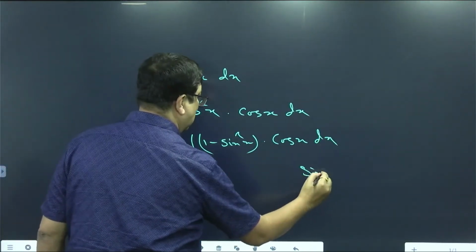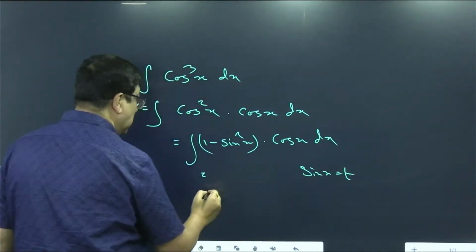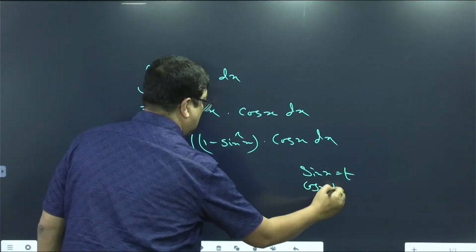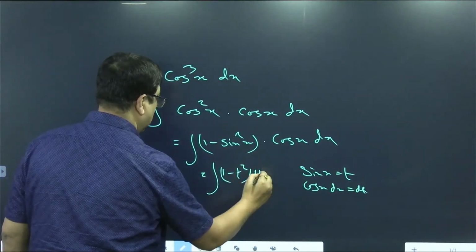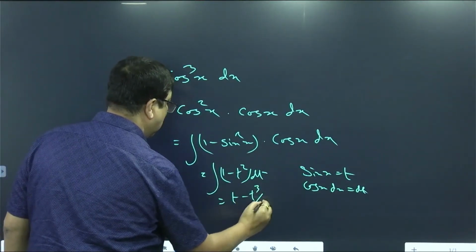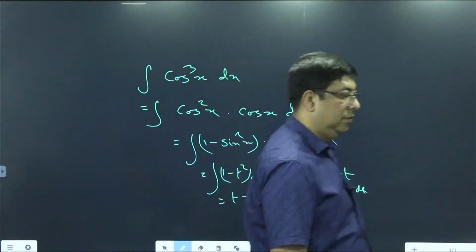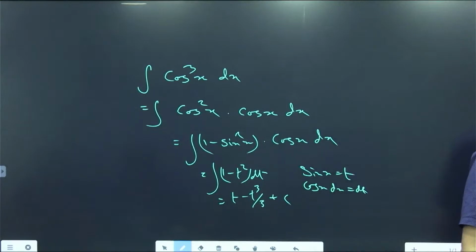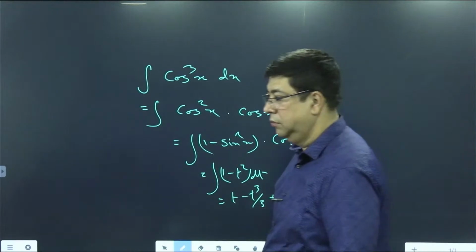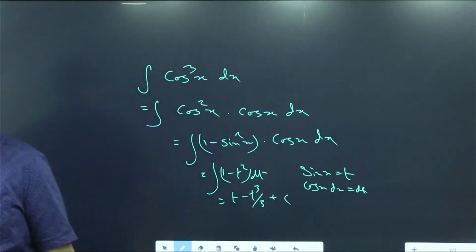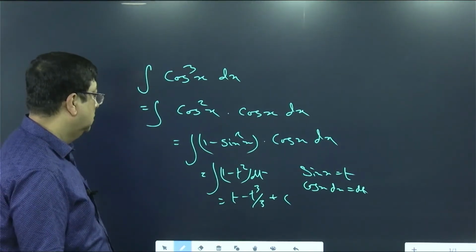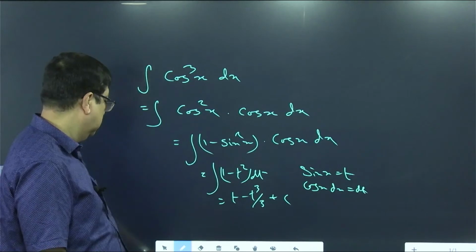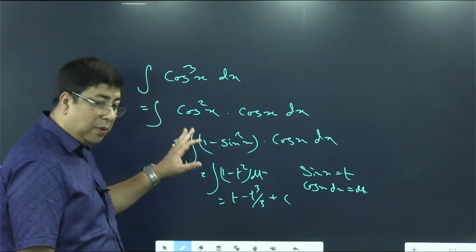And if we take sin x as t, so cos x dx is dt. Therefore, 1 minus t square. So t minus t cube by 3 plus c. The sum is over. Is it okay, everybody? So I'll proceed.